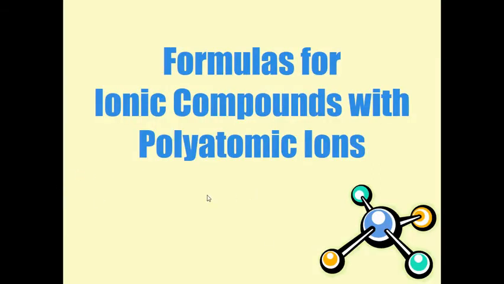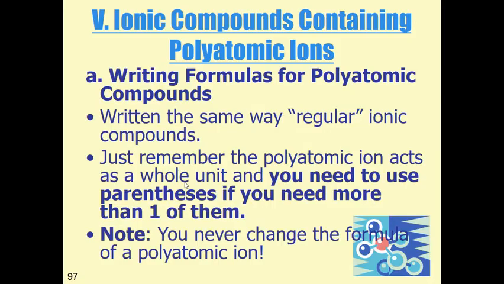So now let's write formulas for ionic compounds that have polyatomic ions. We haven't done that yet, and then we're going to learn how to name things with polyatomics. When you're writing formulas for polyatomic compounds, we're going to write it the same old way that we did the regular ionic compounds, except we're going to need to use parentheses to keep those polyatomic ions together because they act as a whole unit. So we want to kind of lasso them together, glue them together so we don't separate them.